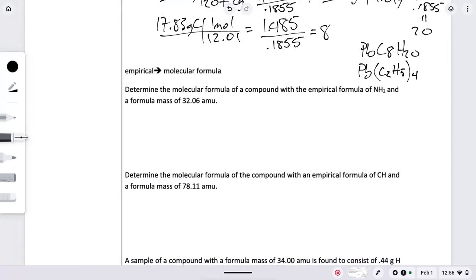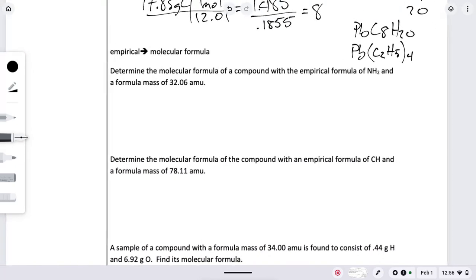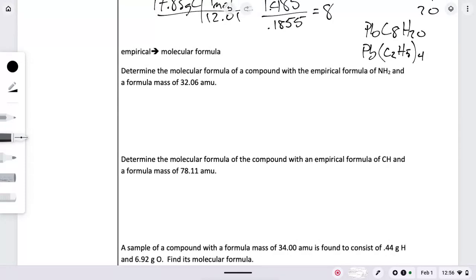Otherwise, the next few problems are slightly different, right? These are when I already had that work done. I know what the empirical formula is. So I could have done a previous problem and found out that it was this NH2 as my empirical formula. But then I need to know, okay, what if that's not the real formula? What if that's just a reduced form of my real formula? So this is where I'm going to add up the pieces, which 2.02 for 2 hydrogens and a 14.01 for the nitrogen. And I'm going to get this 16.03.